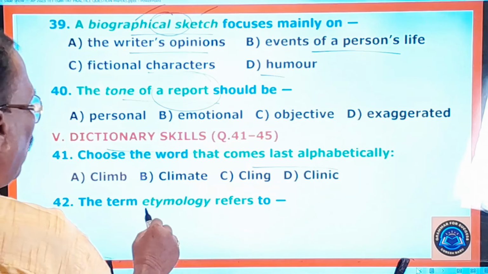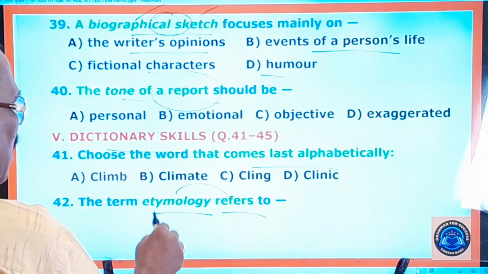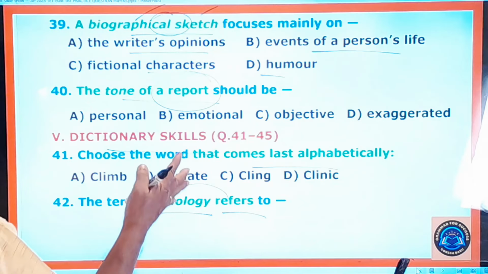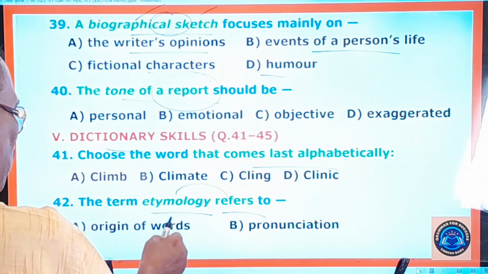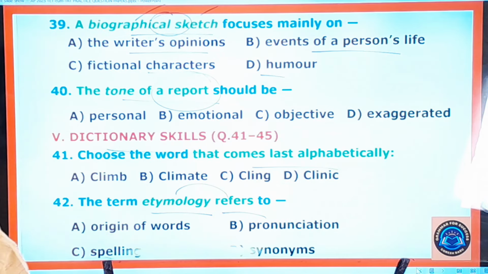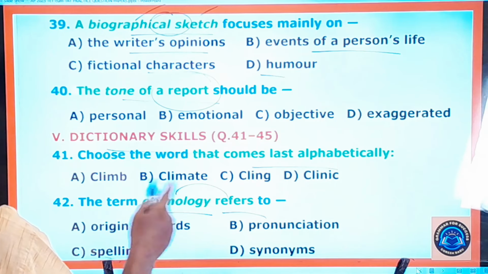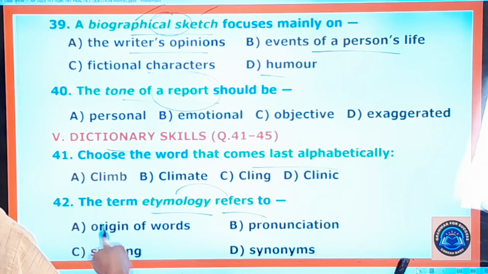The term etymology refers to etymology. What is this etymology? Etymology refers to here origin of words, pronunciation. What is that? Spelling or synonyms. What does this etymology refer to? So you know that very well. You choose it as your answer.